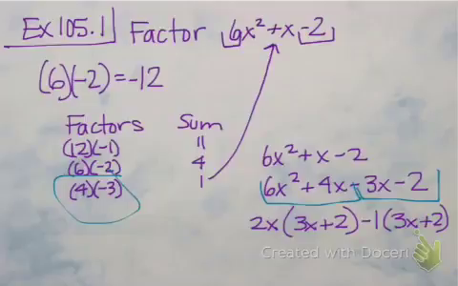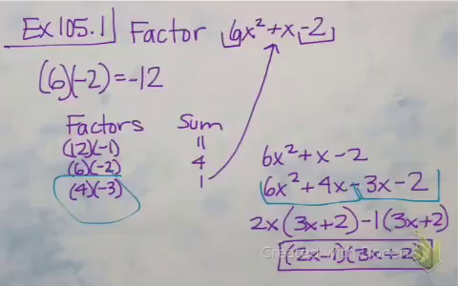What you have inside the parentheses should match at this point. We have a 3x plus 2 and a 3x plus 2 inside the parentheses. So when we factor this out, we end up with 2x minus 1 times 3x plus 2. And that is the final factored piece. So let's do another example because it's kind of tricky.